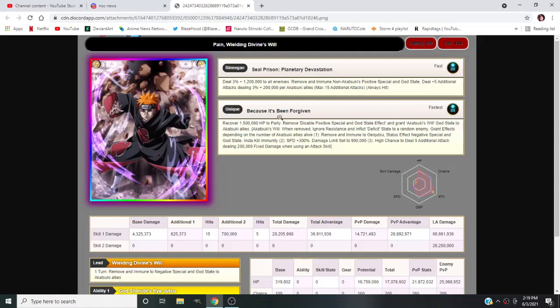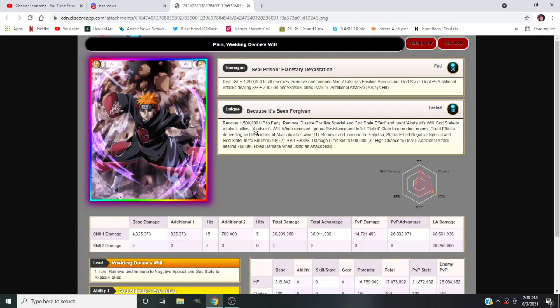Second skill, because it's been forgiven, faster, Charles 80. What it does: recover 1.5 million HP to party, remove disabled positive special state and God effect, and grant Akatsuki's will God state to Akatsuki's allies. Akatsuki's will, when removed, ignore resistance and inflict deficit state to a random enemy. Wow, so the deficit state is, I think, you can't gain any chakra at all.